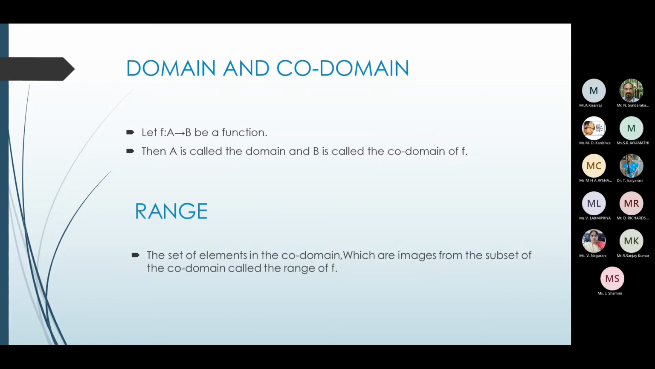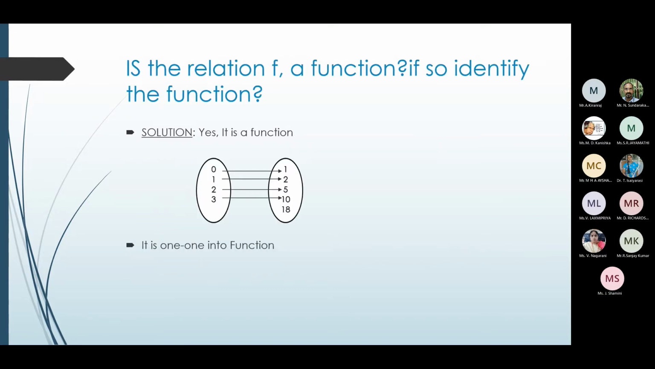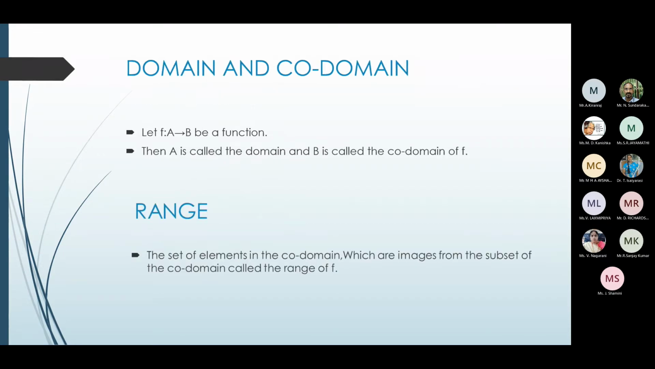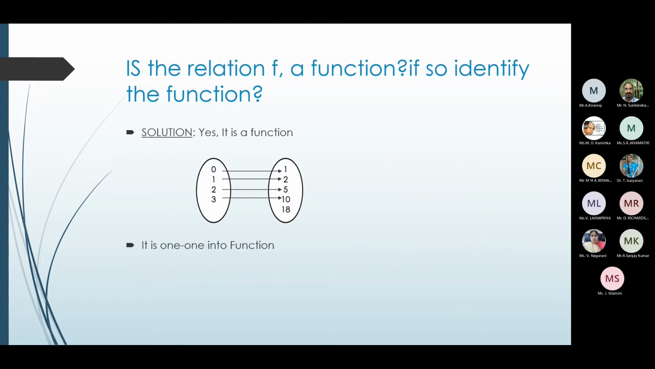Domain and codomain. Domain is the set of all first elements of ordered pairs in a relation R from a set A to a set B. Let f: A to B be a function, then A is called the domain and B is called the codomain of f. Range. Range is the set of all second elements in a relation R from set A to a set B. The set of elements in the codomain which are images forms a subset of the codomain called the range of f. Is the relation f a function? If so, identify the function.